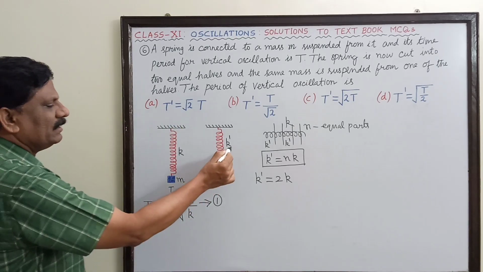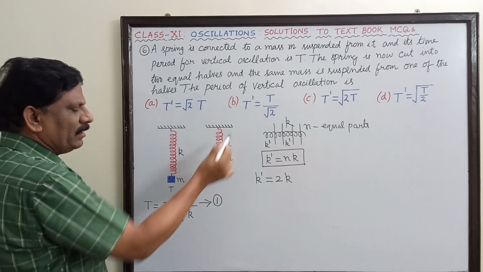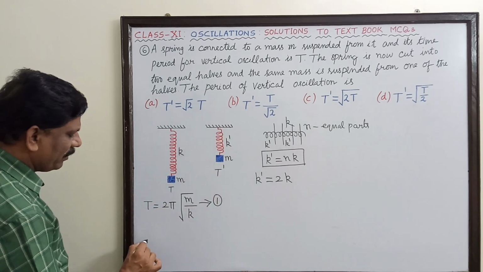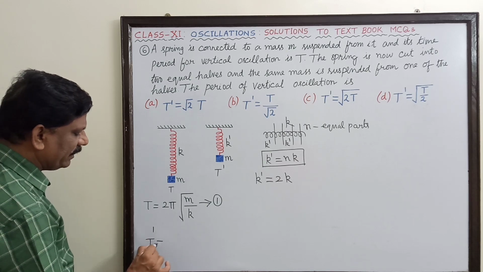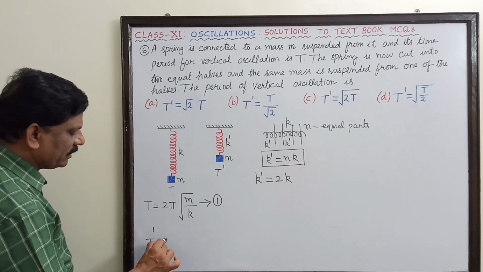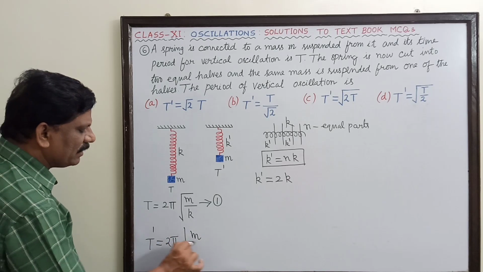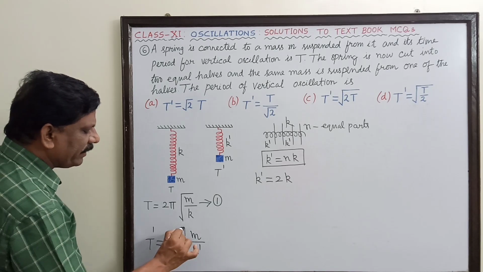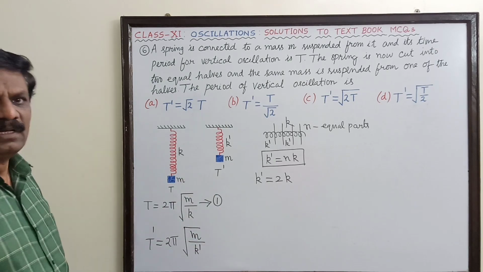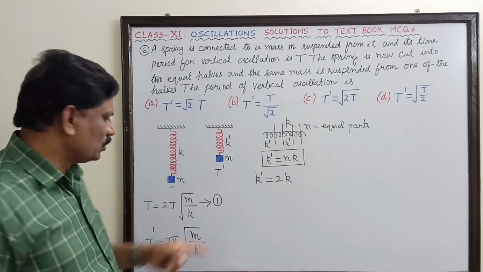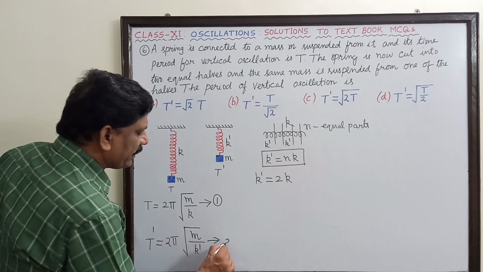For this second picture, since the same mass is attached to a different spring, the period of oscillation I will call T dash. So T dash must be equal to 2 pi times the square root of the same mass divided by what? K dash. Now we have to determine T dash, not? T dash has to be determined. So I call this the second equation.